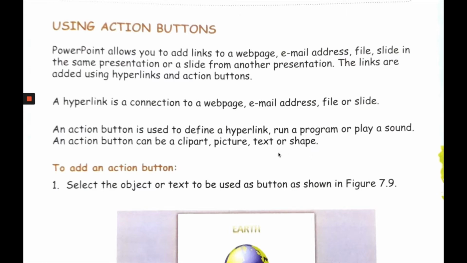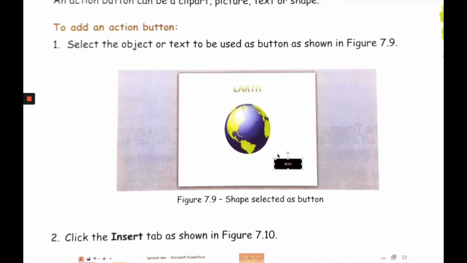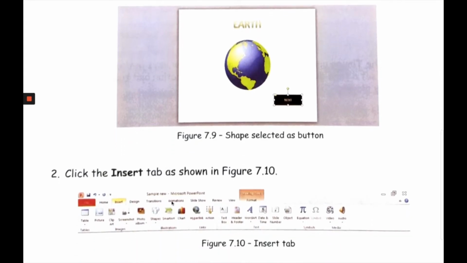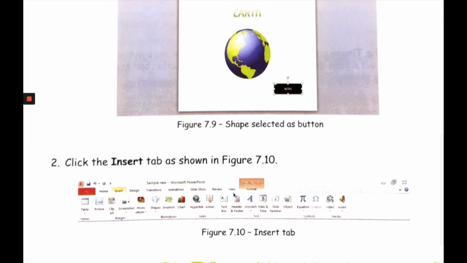To add an action button, select the object or text to be used as button as shown in figure 7.9. You have to select the object or text. Here next is selected. Click the insert tab as shown in figure 7.10. You have to go to the insert tab. Can you see here? This is the insert tab. You have to go to the insert tab.